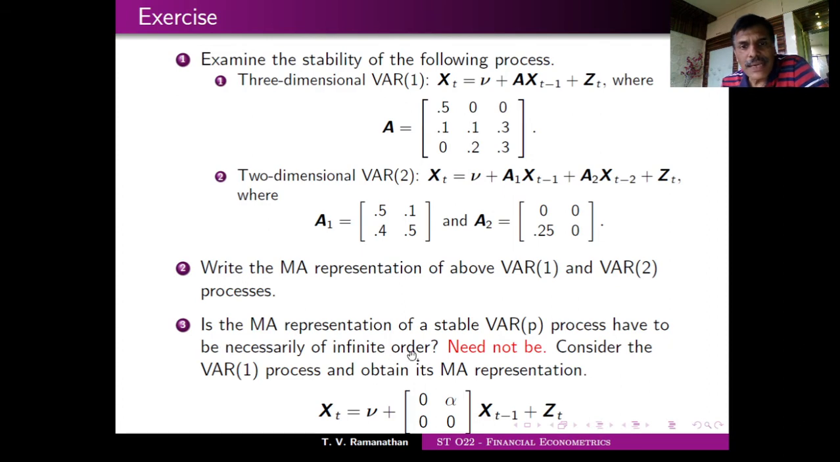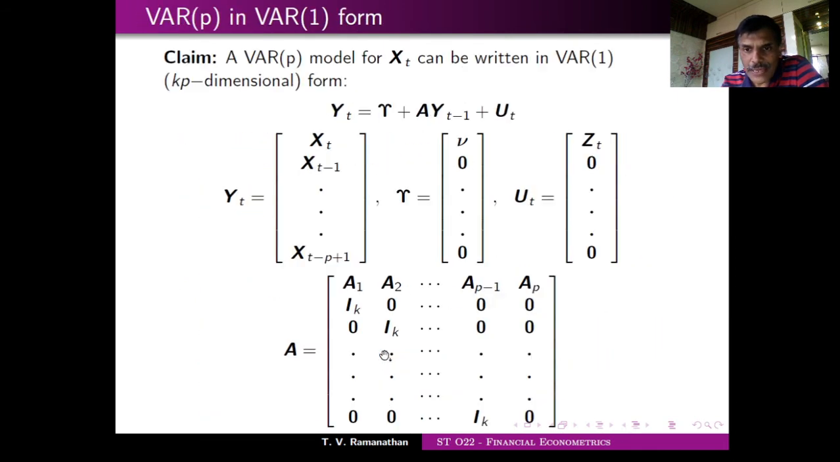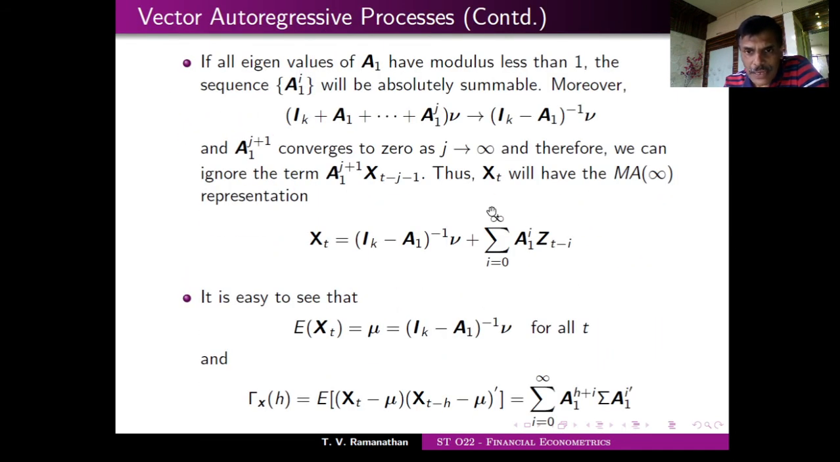Now, does the MA representation of a stable VAR(p) process necessarily have to be of infinite order? Looking at this expression, we may think that it is always going to be infinity. We may think that all the time an MA representation means it is of this type. Now, we can find certain matrices such that from a certain power onwards, all the powers are zero. This will not happen with a constant, because if it is a non-zero constant, you can get the powers to be non-zero.